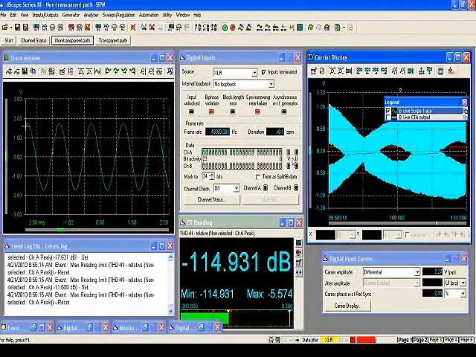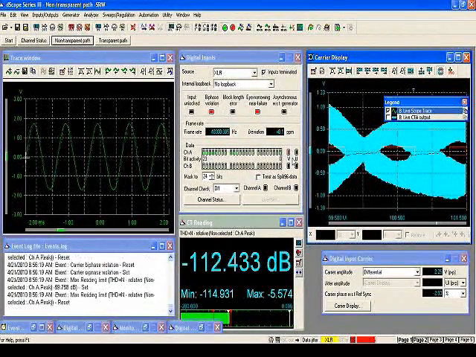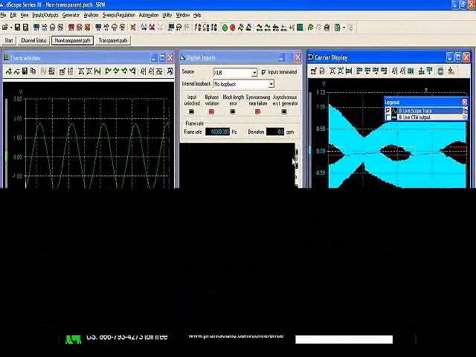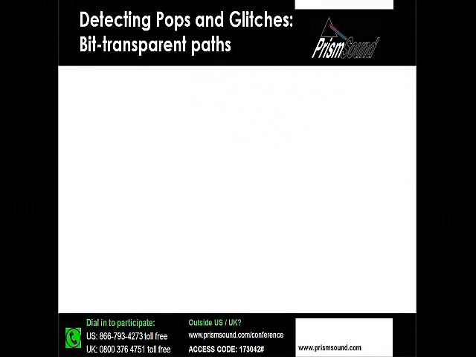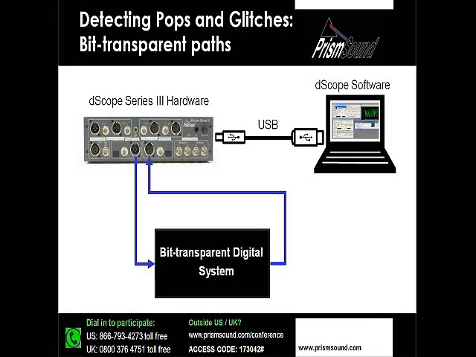Now, I'm sure there'll be some questions about this, but I'm going to move on to the next slide in the PowerPoint and talk about bit transparent path. This is quite straightforward. What we're looking at here, again, is D-scope and PC, but now a bit transparent digital system. In other words, a router, a patch bay, a piece of cable.